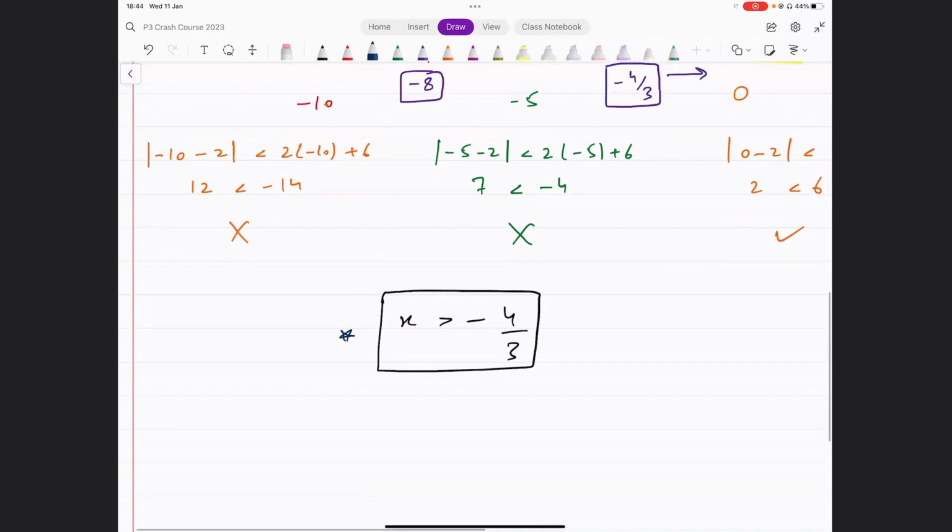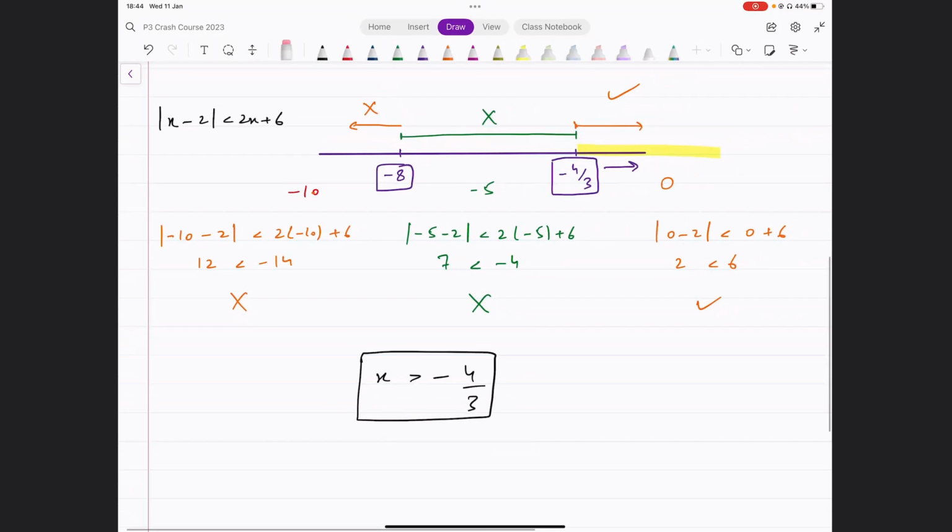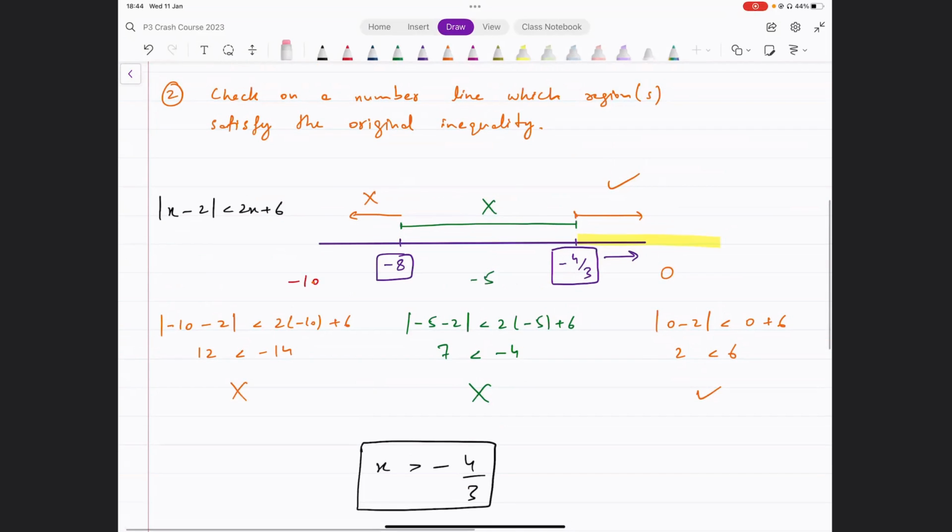Okay. Now, this is a method that works for every kind of modulus inequality that you have in your syllabus, right? So this will work every time. So this is one standard process that you can use for all modulus inequalities.